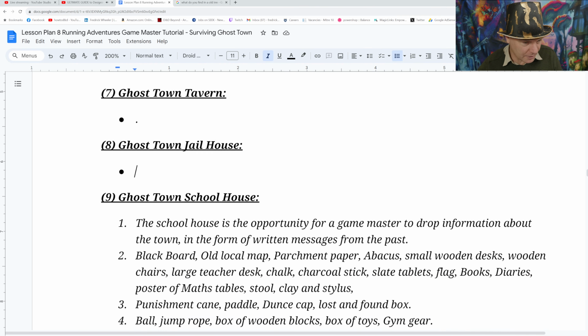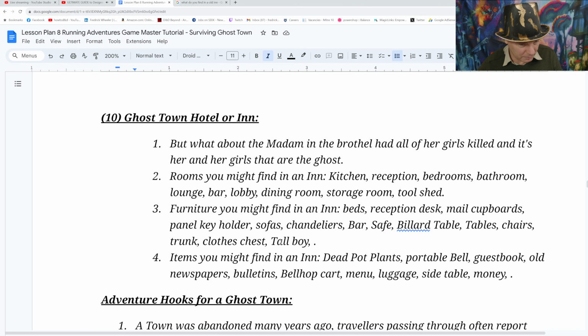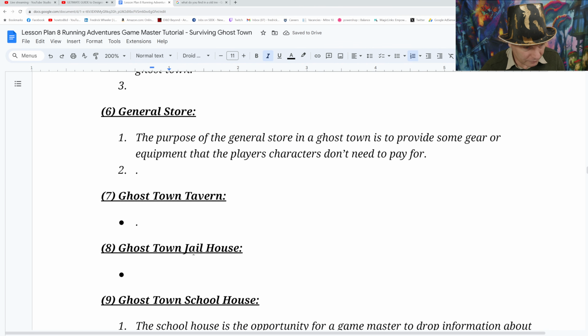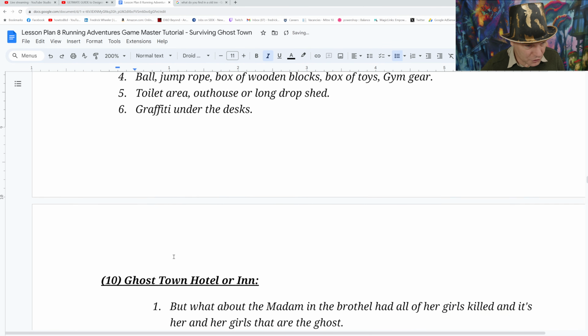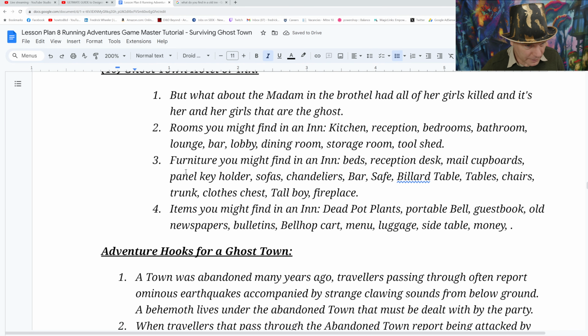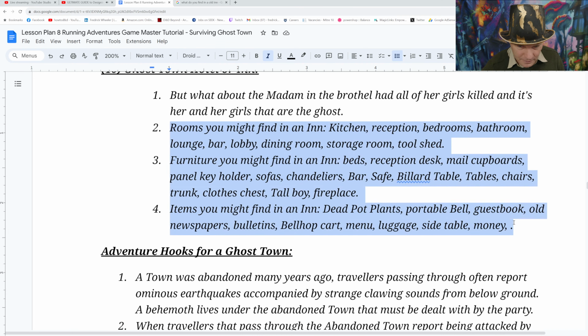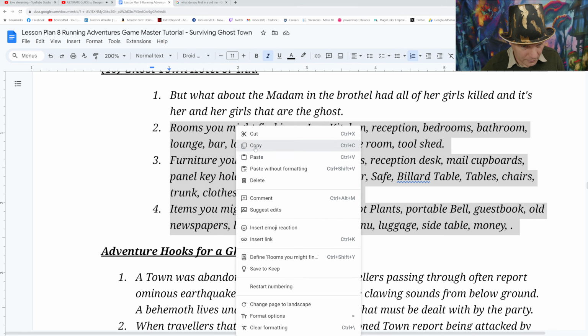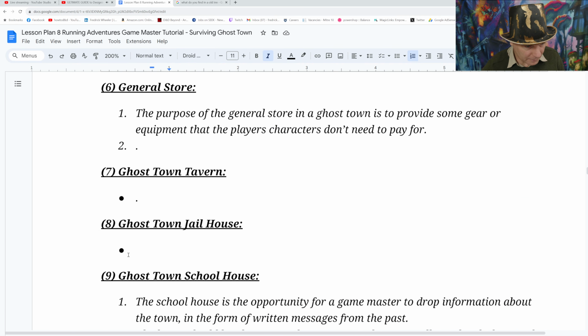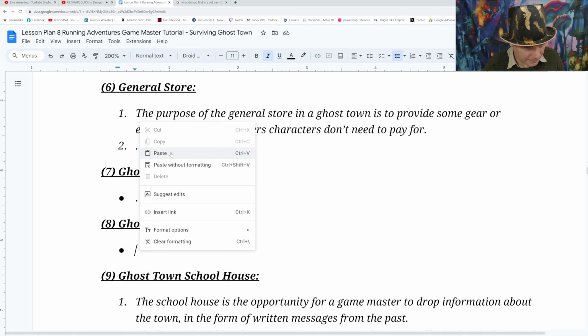Actually, back to the hotel, I would agree. A fireplace is probably very likely. I think that's a very, very good idea. Let's do that. You probably won't find one in a jailhouse, though. Let me just see. We can kind of... I want to do this. And go here. Go copy. And speed up this process just a little bit.